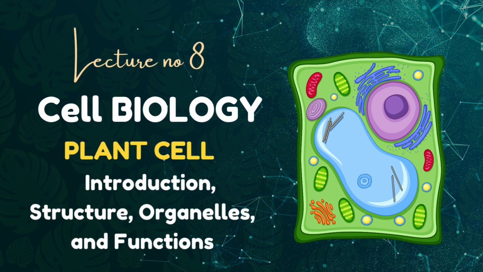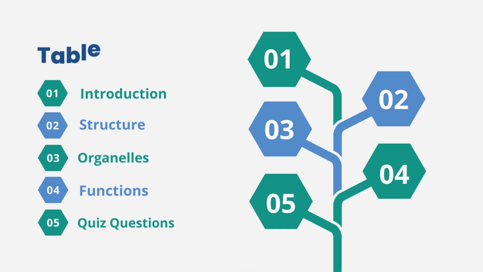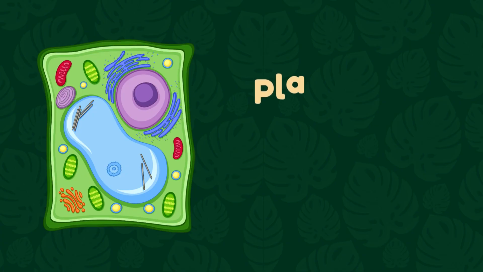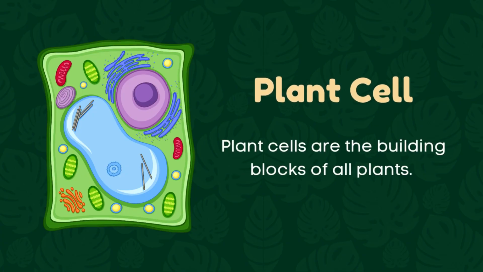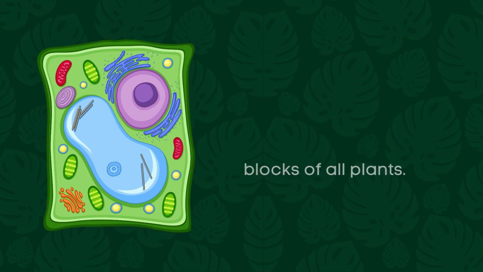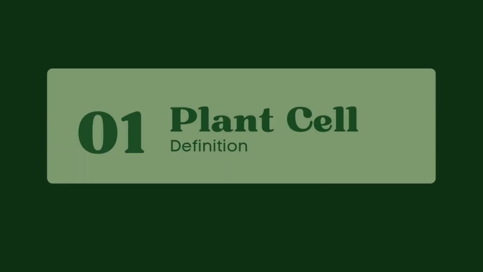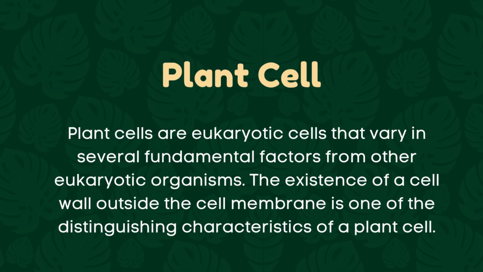This is the 8th lecture on cell biology. In this lecture, we will cover introduction, organelles, structure with its functions, and some quiz questions at the end. As we know, plant cells are the building blocks of all plants. Plant cells are eukaryotic cells that vary in several fundamental factors from other eukaryotic organisms. The existence of a cell wall outside the cell membrane is one of the distinguishing characteristics of a plant cell.